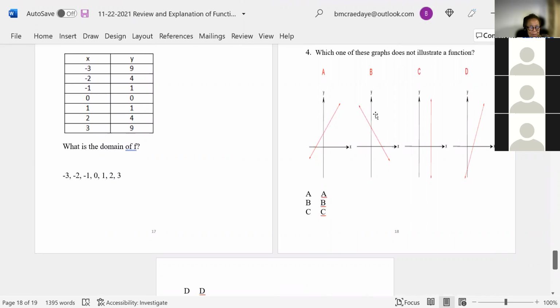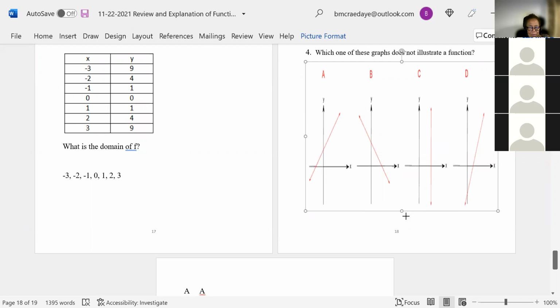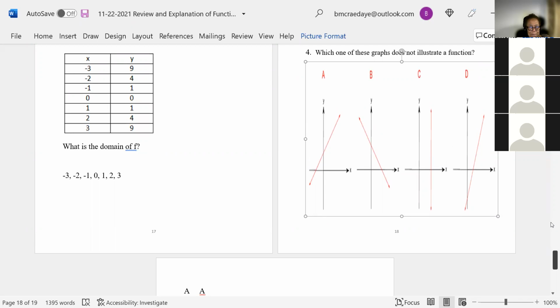These 3 are functions. It's 4. My phone is small. Let me bring that down. Now, is it A, B, C, or D? Which one of these does not illustrate a function? In other words, which one of these lines shows you an X value with different Y values? Which one would you say?